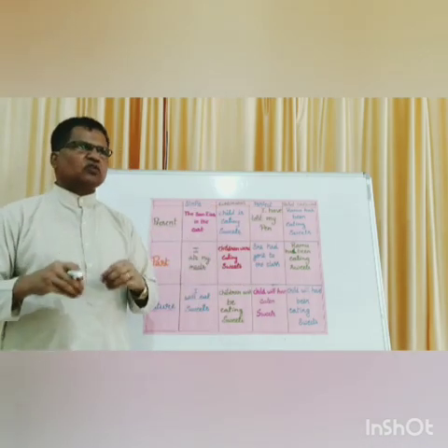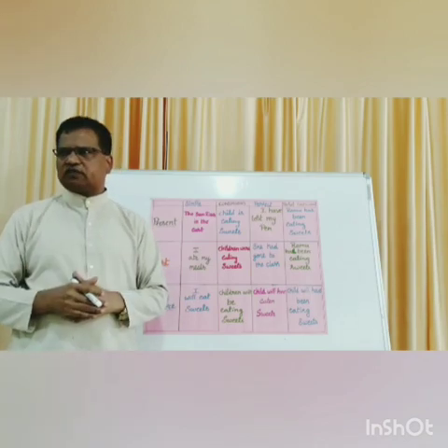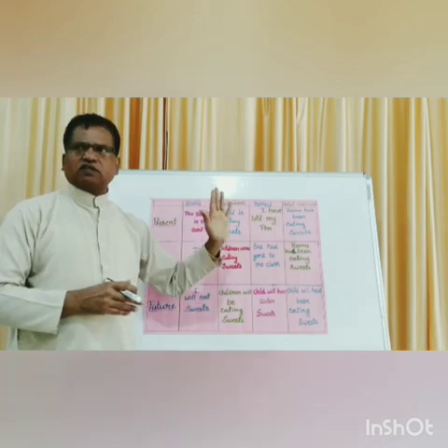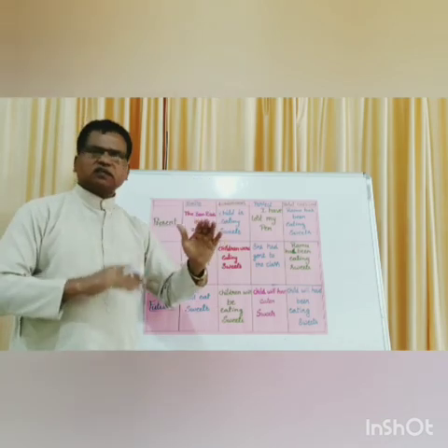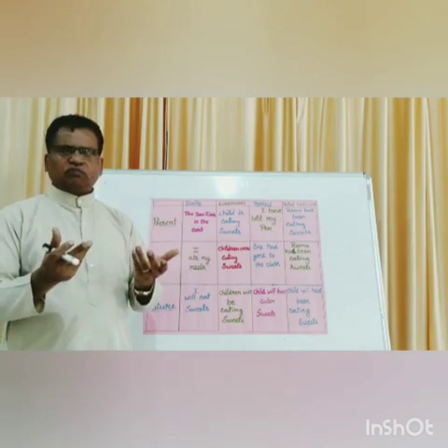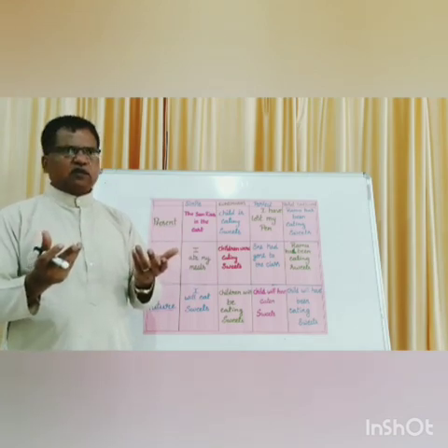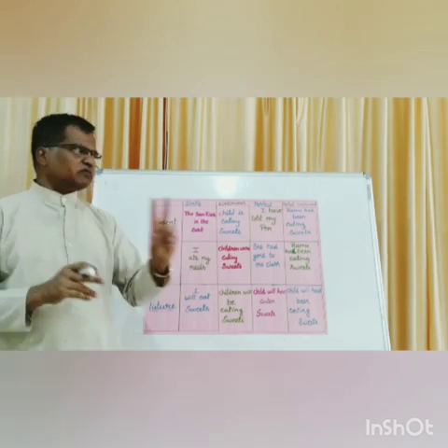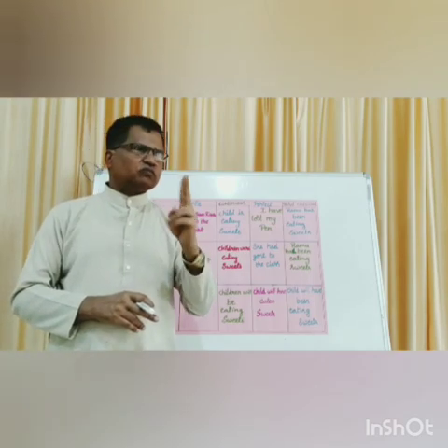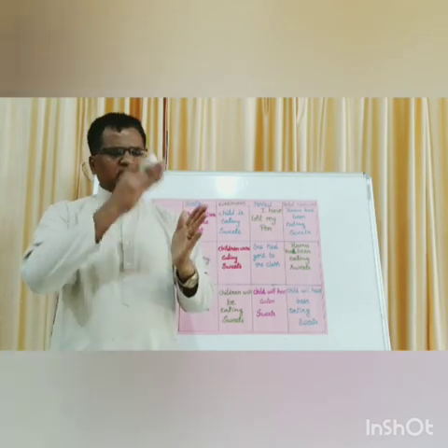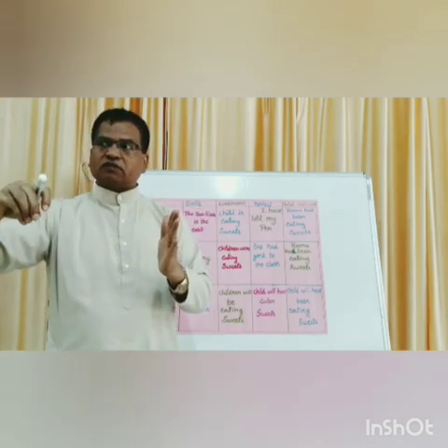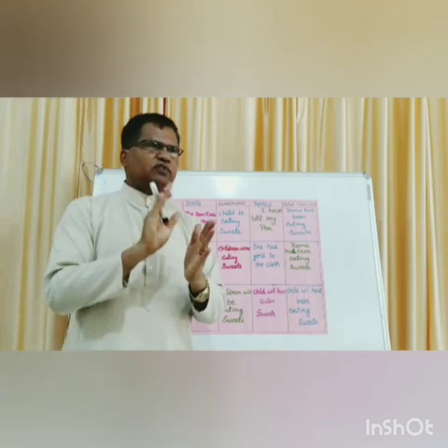Come to the third one, present perfect. Present perfect also has its own features, its own qualities. How to construct? You put the subject. Subject usually singular, subject usually plural. Only two types of subjects are possible for us. Now here, helping verbs are two: has and have. If the subject is singular, has comes there. If the subject is plural, have comes.